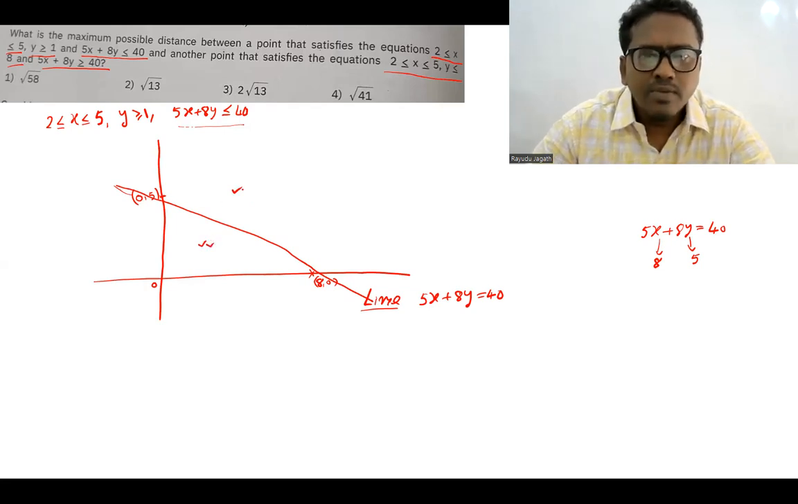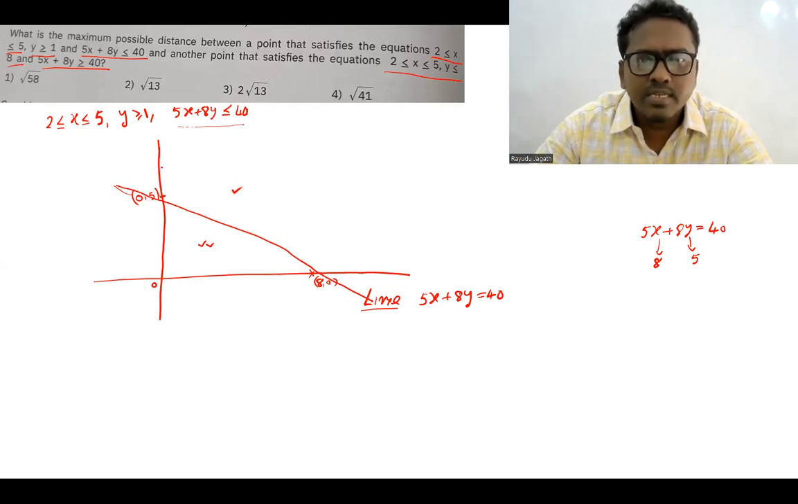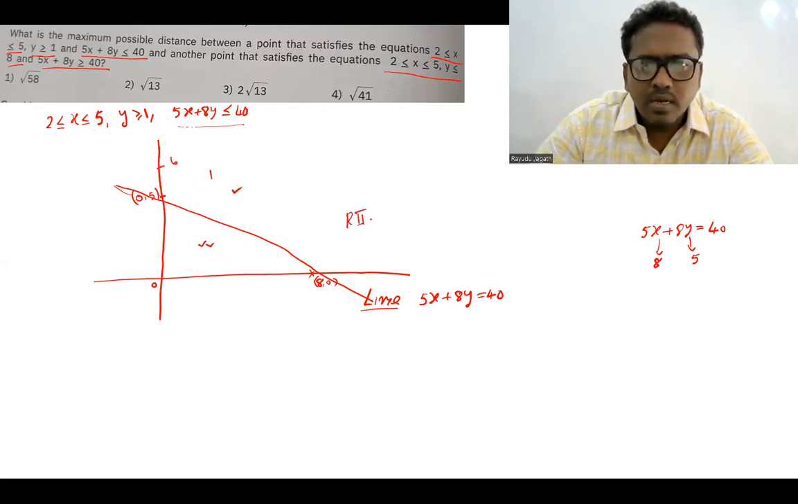We can observe, for example, if you take y equal to 6, with x equal to 0, 5x plus 8y is 8 times 6, which is 48. So this is the region greater than or equal to 40, and this is region 2. The above one is region 2, and the below one, 5x plus 8y less than or equal to 40, is region 1.